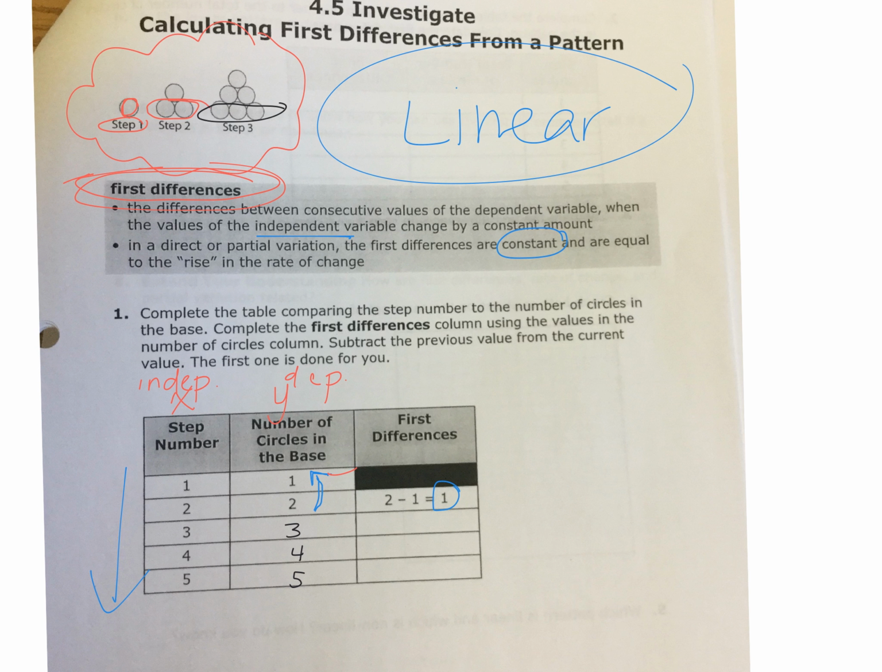Okay, find the differences between each of them. The first one's done for you. You are subtracting every single value from each other. 2 minus 1. Then we're going to do 3 minus 2, equals 1. Then 4 minus 3, don't skip them, equals 1. And then 5 minus 4 equals 1. Very simple. The first differences are all 1, positive 1.